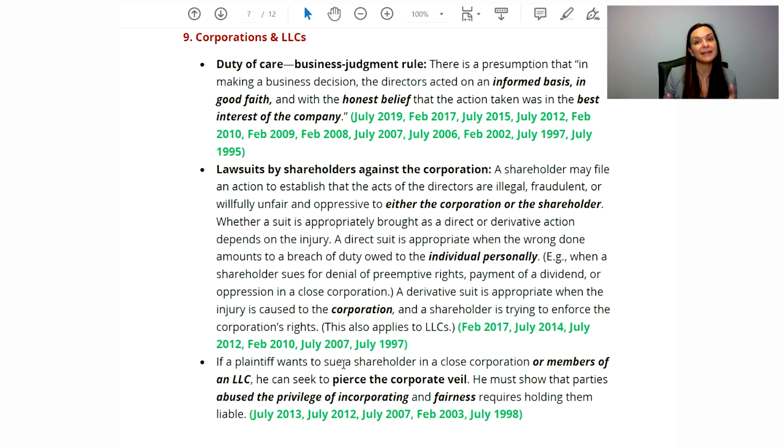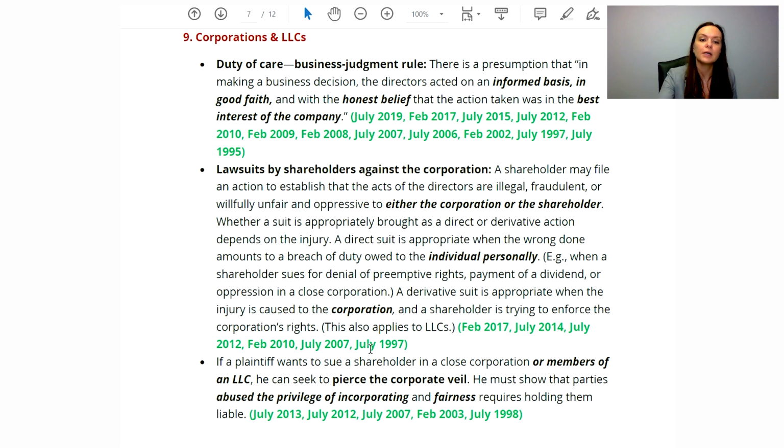This means that the complainer, usually a shareholder who's trying to say that the directors or the officers did something wrong, has the burden to overcome this helpful presumption. The mistake that we see a lot of people make here is that they talk about the business judgment rule when the duty of loyalty is discussed, and that is not correct. The business judgment rule only goes with the duty of care. So you want to make sure you're not mixing these things up.